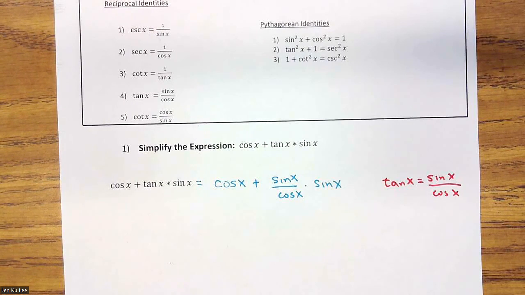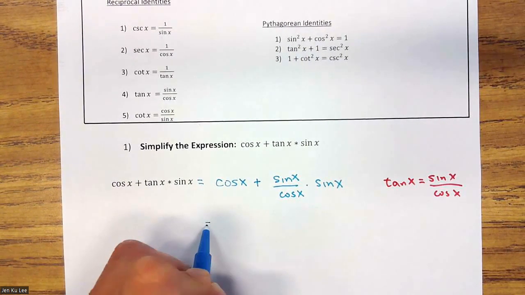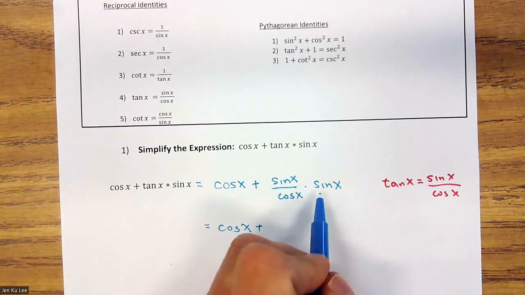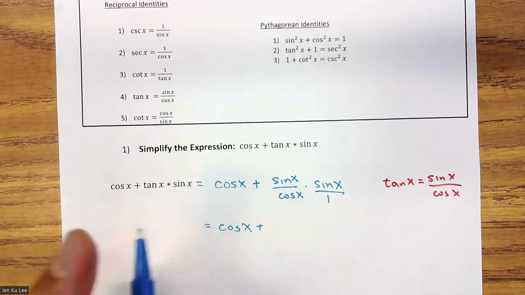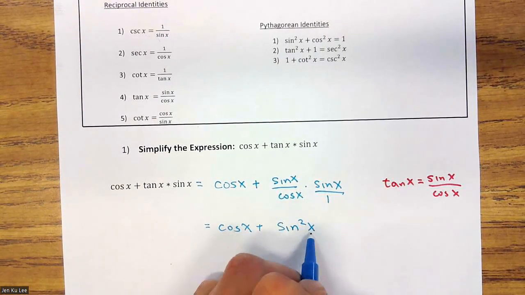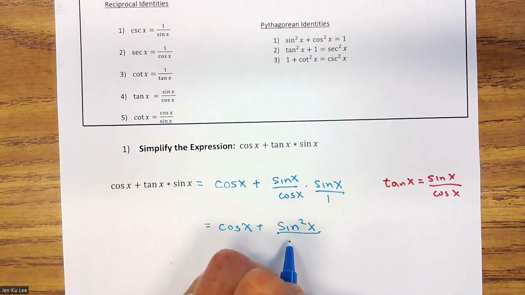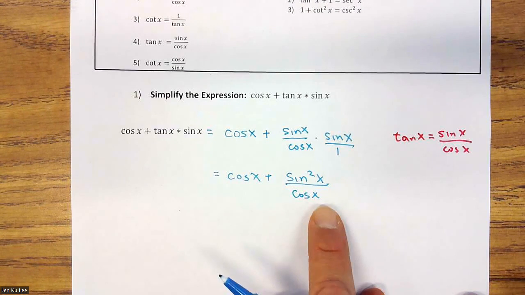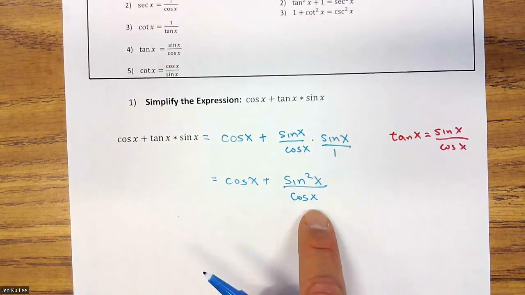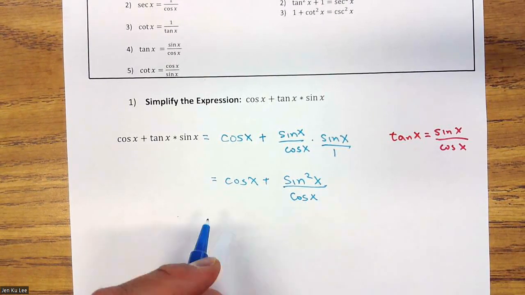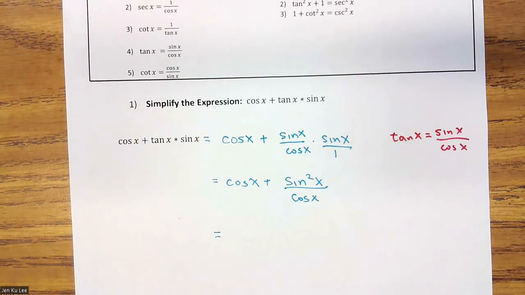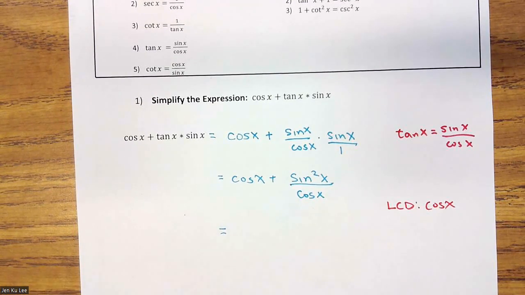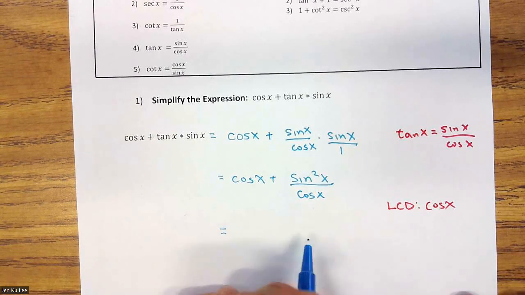And then we're going to simplify things. We are going to multiply these two: sine of x over cosine of x times sine of x over 1. We multiply across, so that's sine squared x over cosine of x, since sine times sine is sine squared, and cosine of x times 1 is just cosine of x. Now we have this. And whenever we have a fraction, we can simplify it by getting our lowest common denominator. So here our LCD is cosine of x.